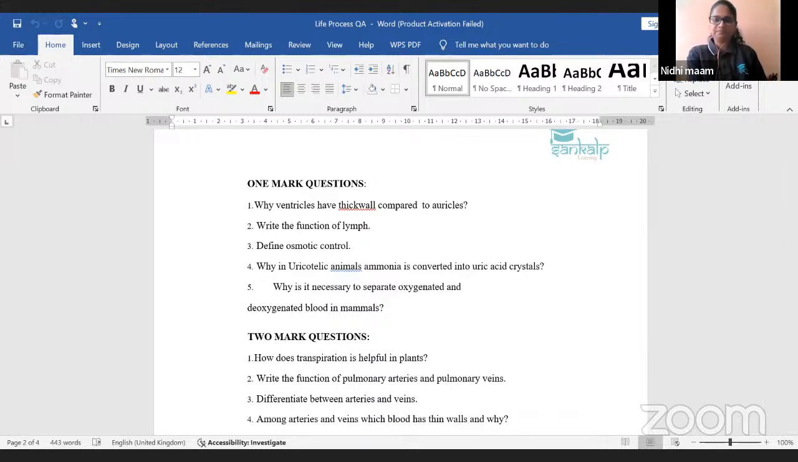So in the previous year question paper, we got around 1 mark questions and 4 mark long answer questions from this question paper, right? From the previous year question paper. So let us discuss 1 mark questions today.